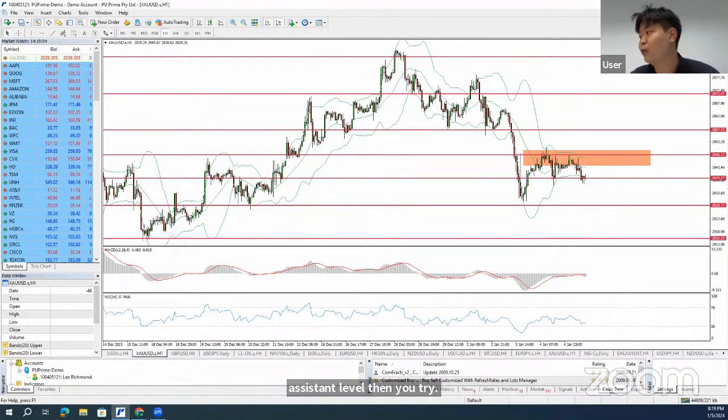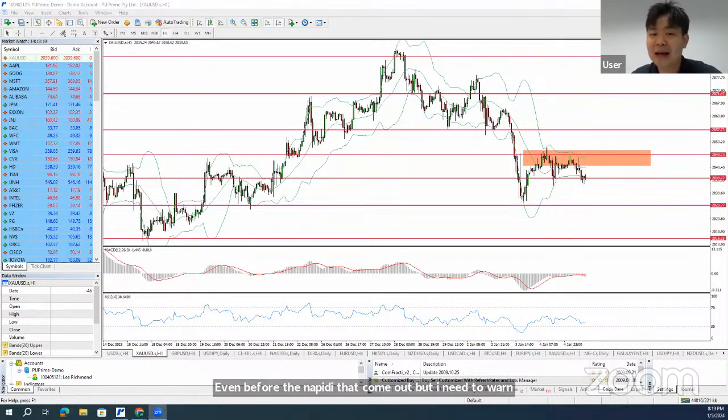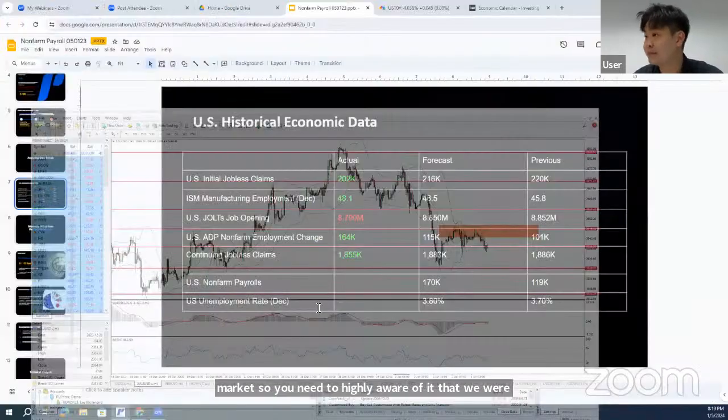But for those traders who really love risk, who love high risk, high return, you can try to trade even before the NFP data comes out. But I need to warn you, NFP could provide a significant movement on the gold market, so you need to be highly aware of it. Later, we will have a brief explanation on the trends for the gold.